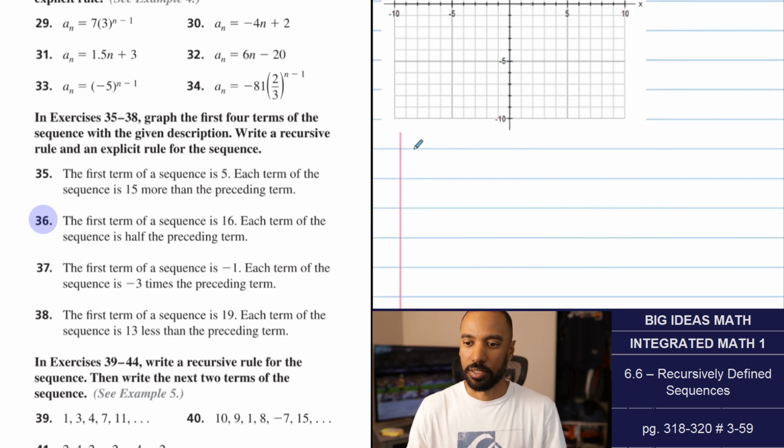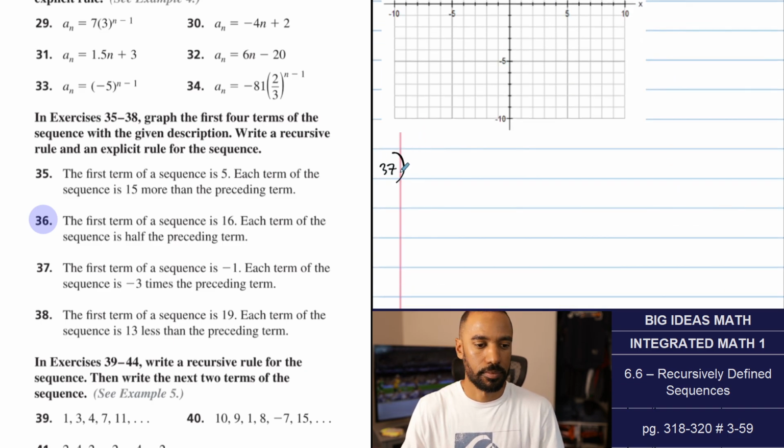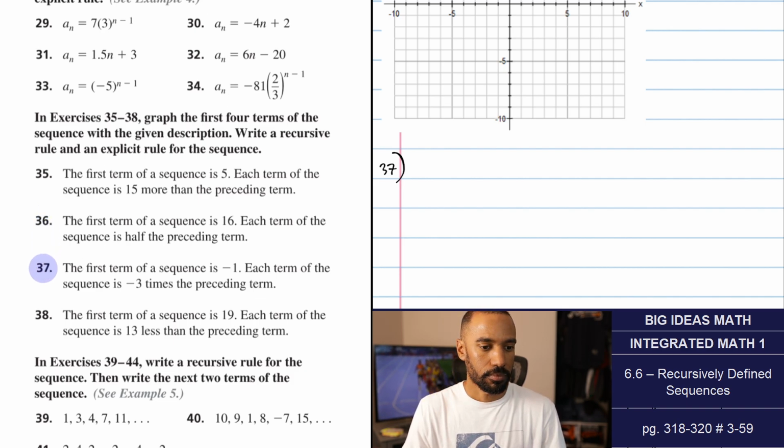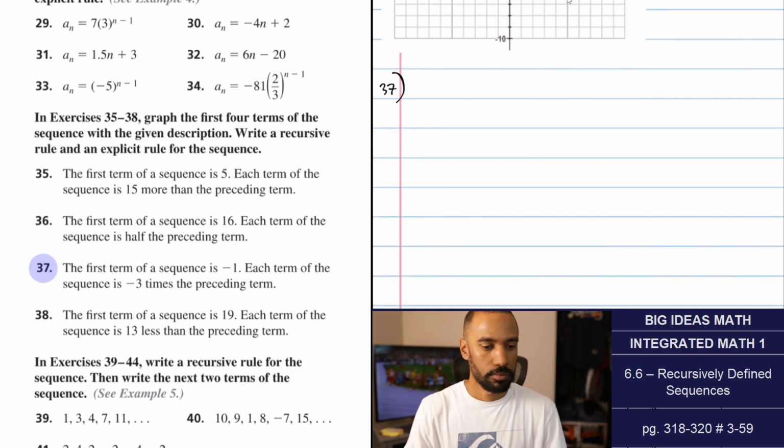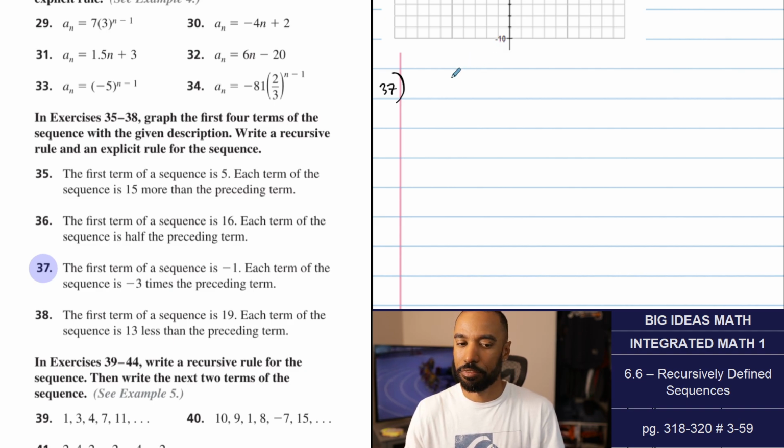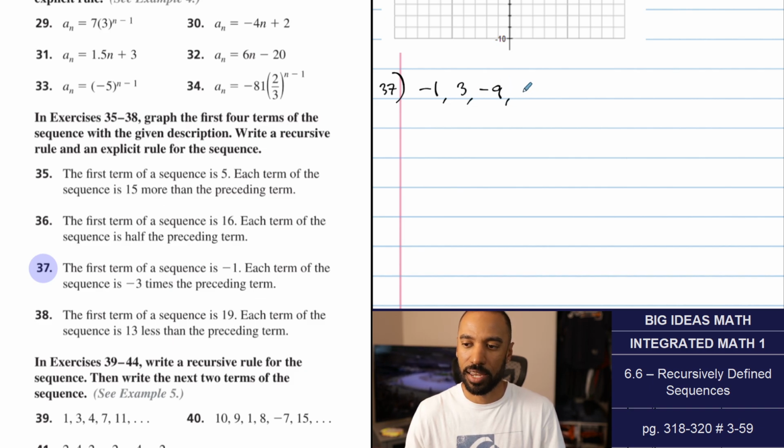Okay, number 37. The first term of a sequence is -1. Each term of the sequence is -3 times the preceding term. So this will change signs. Times -3 is +3. Times -3 is -9. Times -3 is +27. Like so.